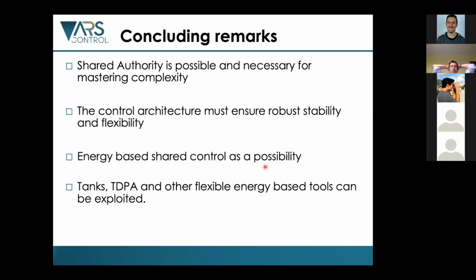Okay, so let me go to my conclusions. Shared authority is possible now, as we have seen the whole day, and it's actually necessary for mastering complexity. So it's nice to have high-level logic, but we should not forget about the low-level control that must ensure robust stability and usability for the user. Energy-based shared control is a possibility, and you can use your favorite dynamic energy handling strategy: tanks, time domain passivity approach, or whatever.